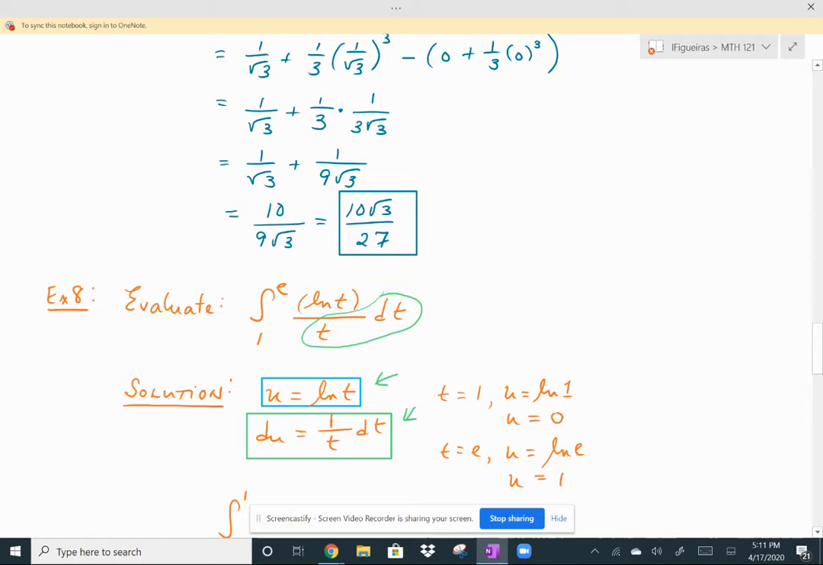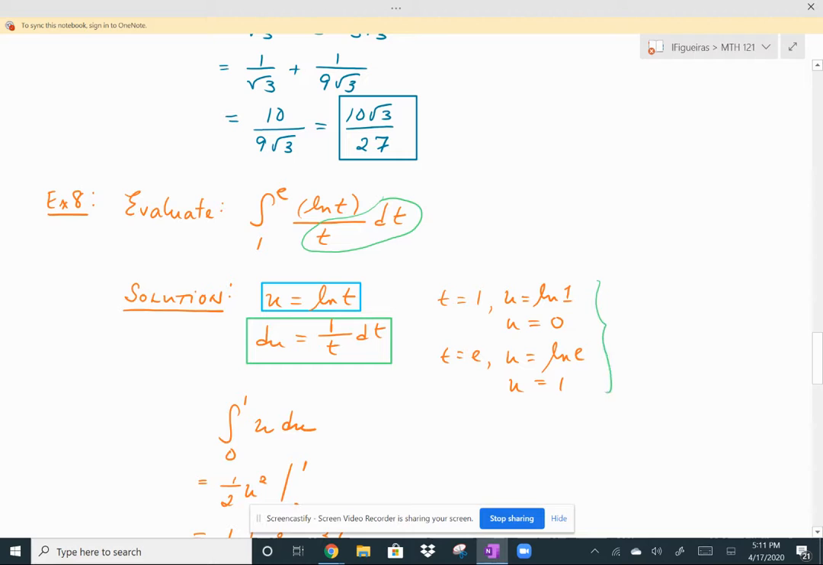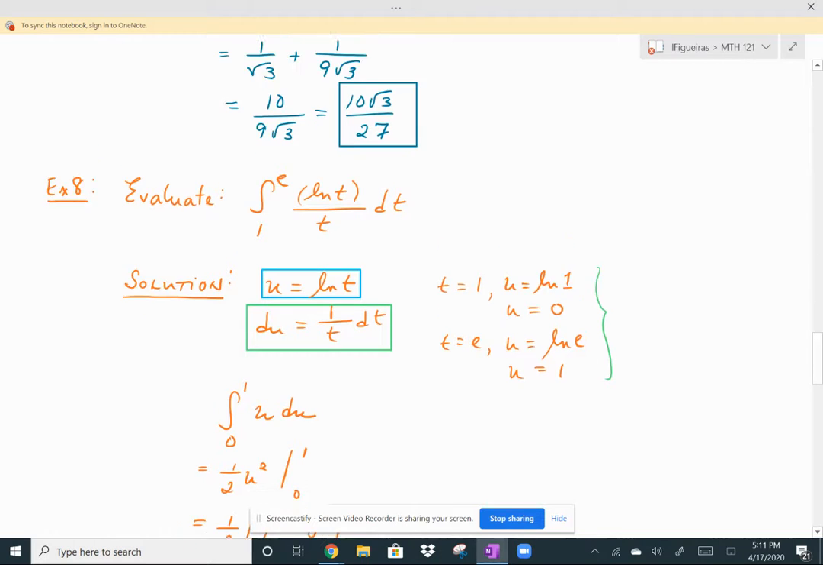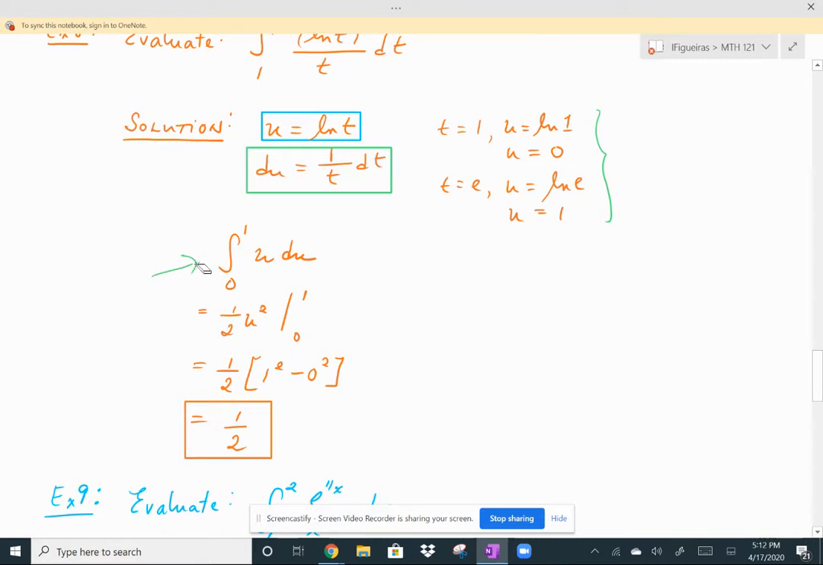Remember, your du has to be exactly what you see in the original function. The only thing it could be off by is a constant or a coefficient, which you can easily manipulate on both sides. So then here on the right, I reevaluated my limits. So when t is 1, ln of 1 is 0. When t is e, ln of e is 1. So my new integral is the integral from 0 to 1 of u du, which is 1/2 u squared. When you take the antiderivative, plug in 1 and 0, and your answer is just 1/2.